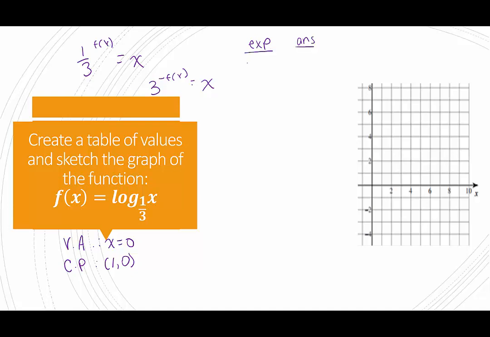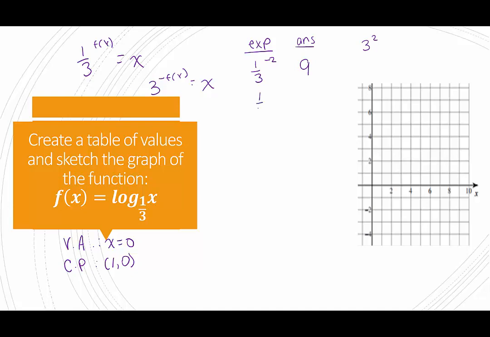So remember what we want to use for our exponents: -2, -1, 0, 1, and 2. This would be 1/3 to the -2. Well, the negative is actually going to flip it over. We're going to get 3 squared, which is 9. Hey, 1/3 to the -2 is a nice number, 9.